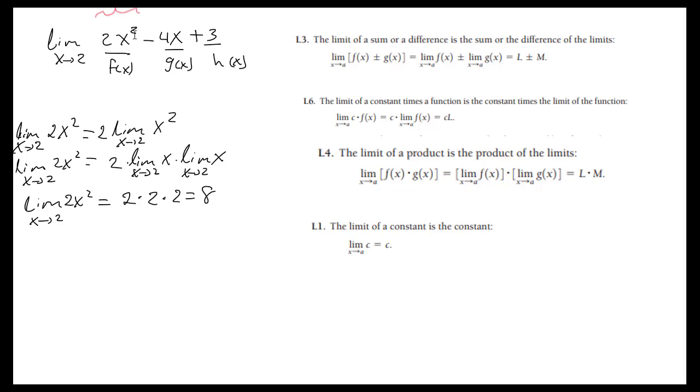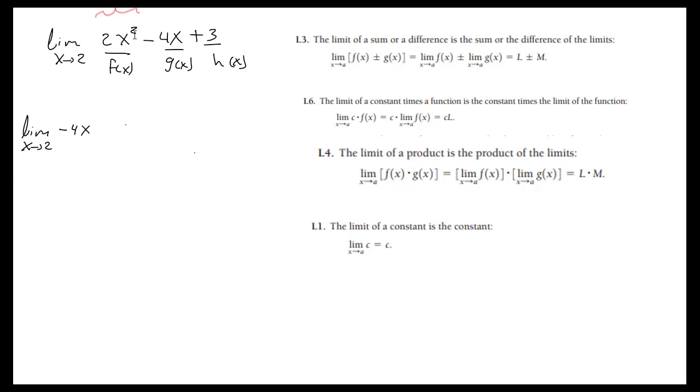Let's continue with the next part. We have minus 4x. Okay, as you can see, we have this property here. Now what do we need to do? This is equal to minus 4 times the limit when x approaches 2 of x. Then the limit when x approaches 2 of minus 4x is equal to minus 4, and then we just plug in the value. Then the limit when x approaches 2 of minus 4x is equal to negative 8.